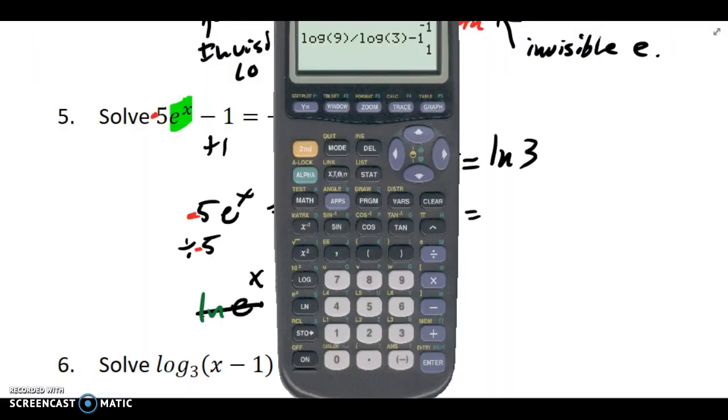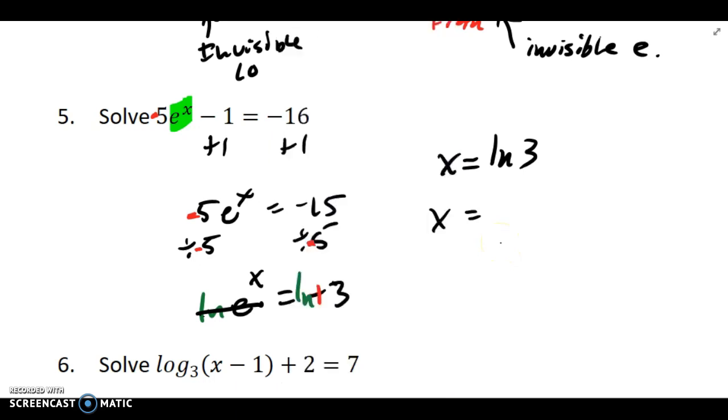So let's get our technology out. Hit ln 3. Enter, and we get 1.0. I'm going to do 1.10. No, we'll do 1.099. That's what we'll do. And then we've got to plug this in to see if it works.